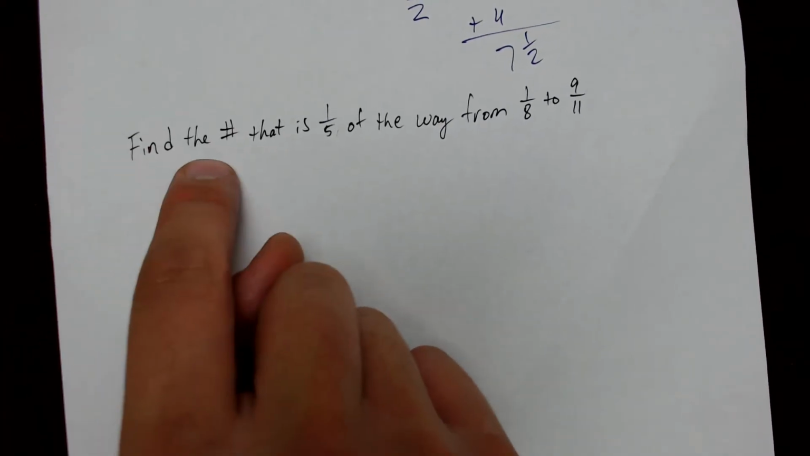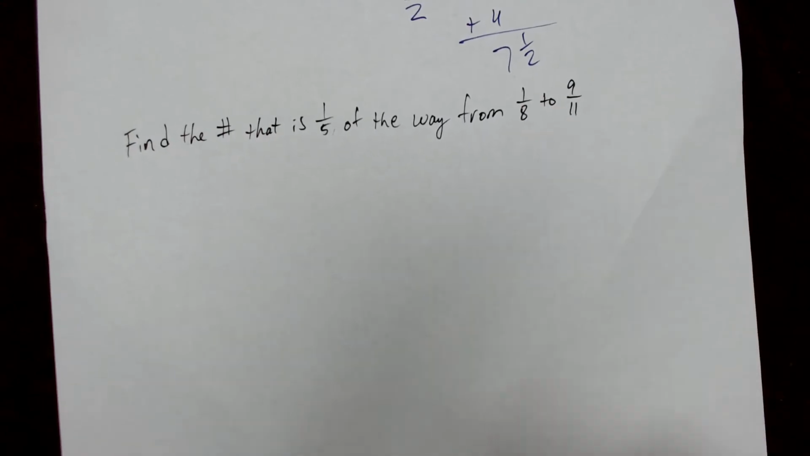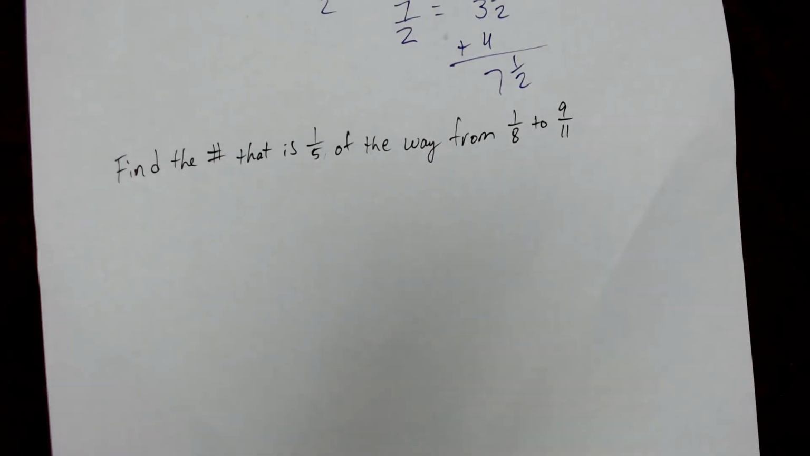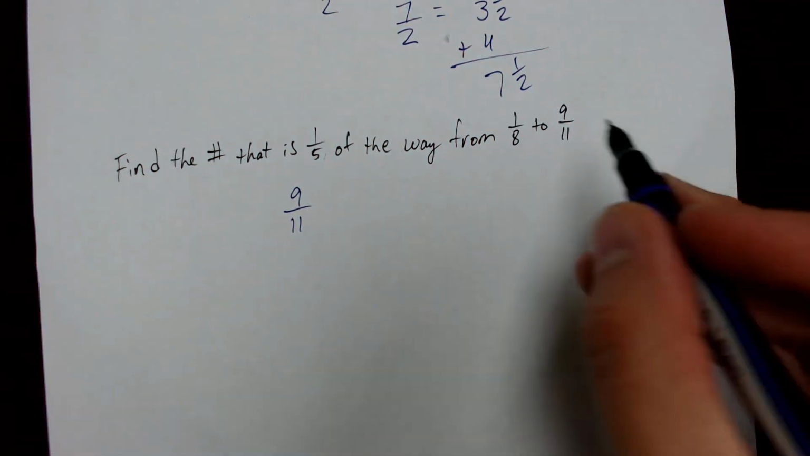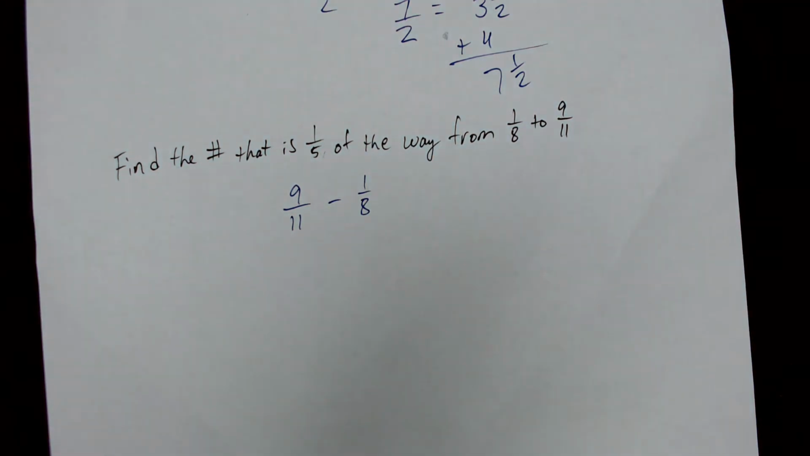Okay, here's our practice problem. We need to find the number that is 1/5 of the way from 1/8 to 9/11. First thing we have to do, find the distance between these two numbers. How are we going to do that? Subtraction. So we'll take the bigger number, 9 over 11, the direction that we're going, the end number. We're going to subtract the first number, 1 over 8, and there's no common denominator.